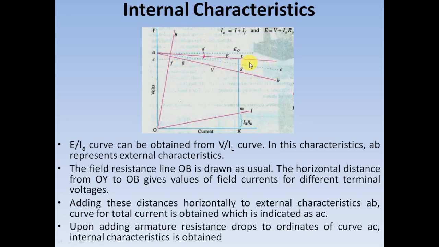If we add the IaRa drop vertically along with this AC, voltage drops have to be added vertically and the magnitude of currents has to be added horizontally. So if we add the IaRa drop vertically along with this line AC, then we will obtain the internal characteristics, that is the characteristics between E and Ia. This is how the internal characteristics will be obtained from the external characteristics.